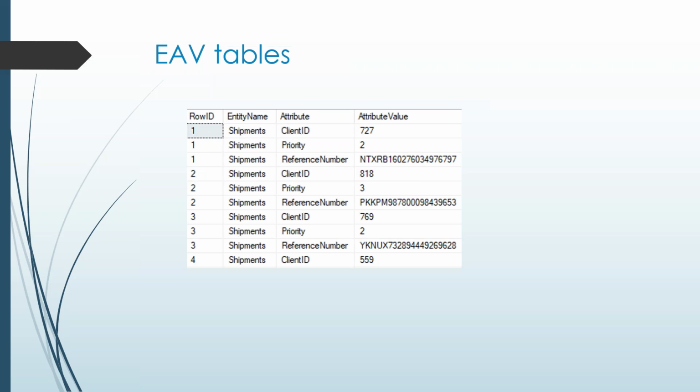What I sometimes see with this design is people will have string attribute value, number attribute value, date attribute value, with say the 727 in the number and the reference number in the string. This is slightly better, but you still can't actually enforce data types. There's nothing stopping somebody from putting a value in the data attribute and the string attribute and the number, and then what does your application do?